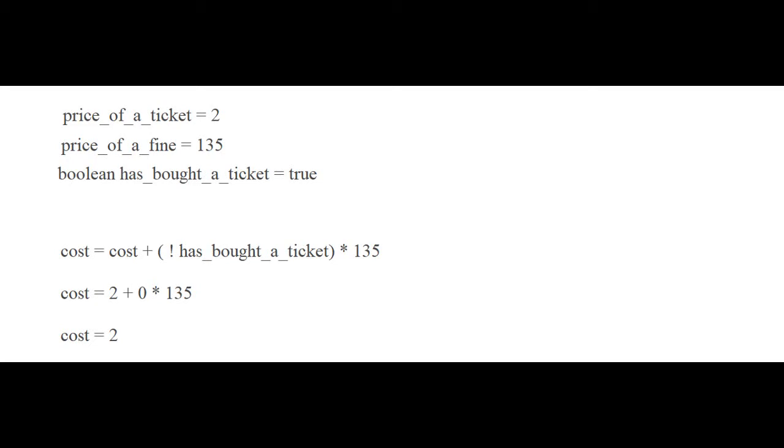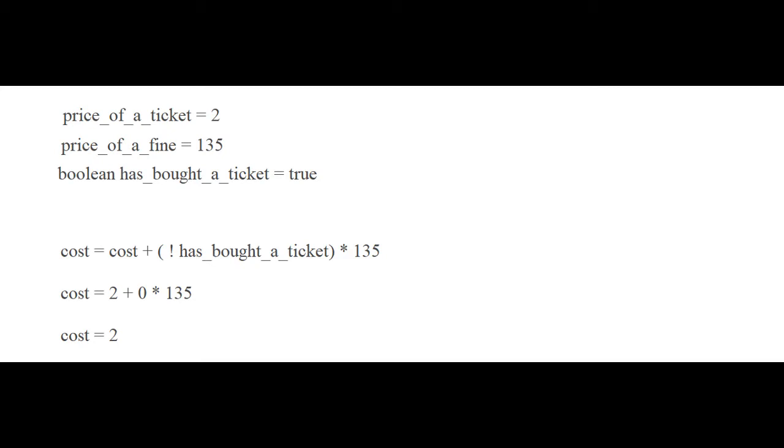Like we have seen in the previous chapter, a Boolean can store either the value true or the value false. Here, a Boolean is used to know if a passenger has bought a ticket or not. If the traveler has bought a ticket, the price of his trip is just 2 euros. So for an equation that looks like cost is equal to cost plus Boolean times 135, we want the Boolean to be equal to false, that is to say 0.